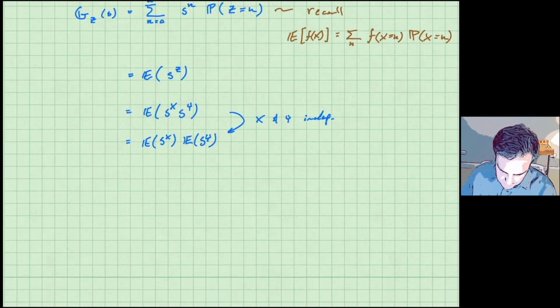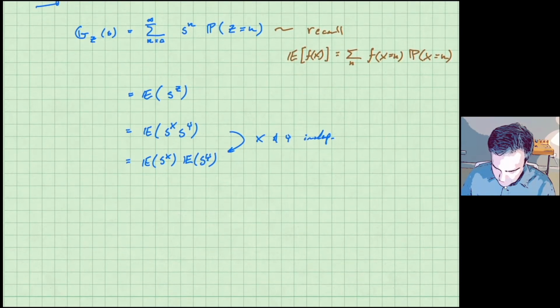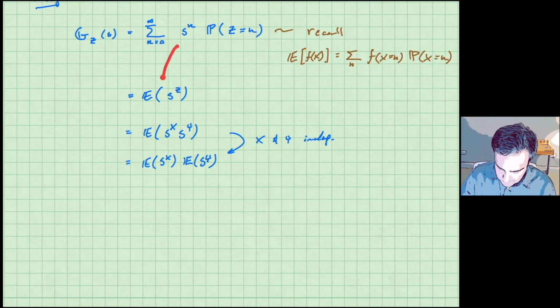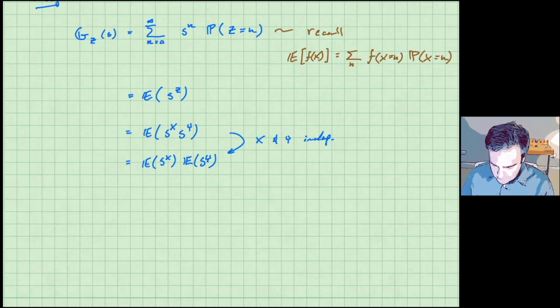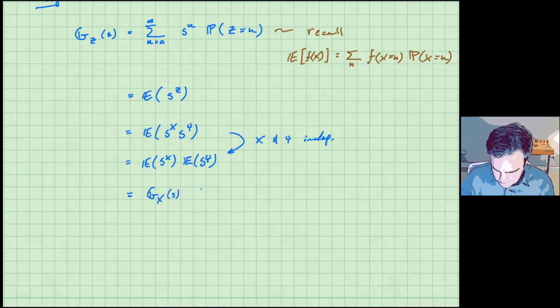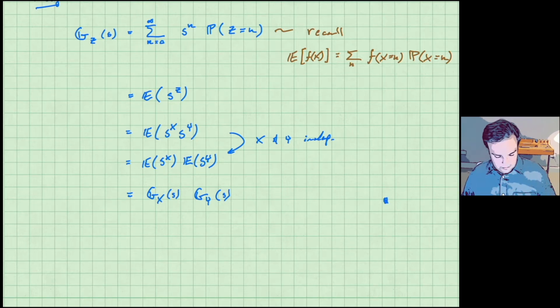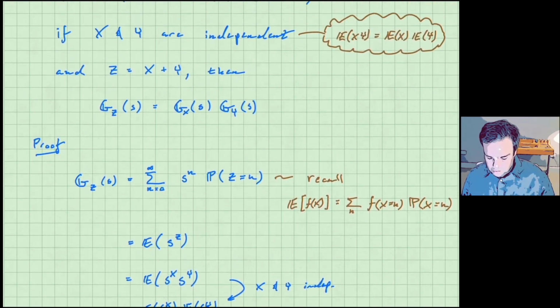Right? And then that's the result, because the same trick that got us to go from here to there, we should now be able to write these guys: the expected value of s to the X, that's the generating function for X. And this guy is the generating function for Y. And so we've got the generating function for X, the generating function for Y. Right, and then you can write your little box over here if you like, to say that your proof is done. Okay, so that's a handy little tool.